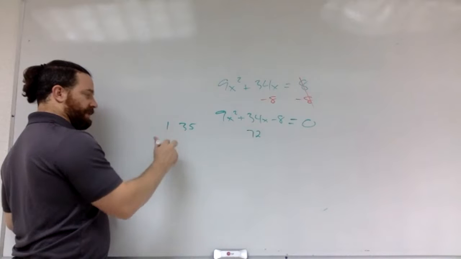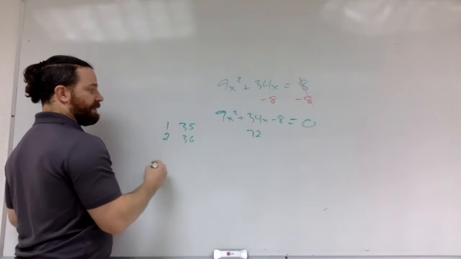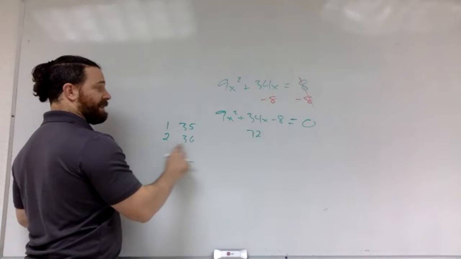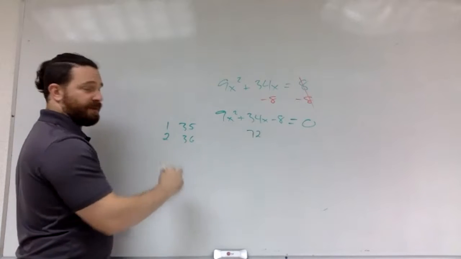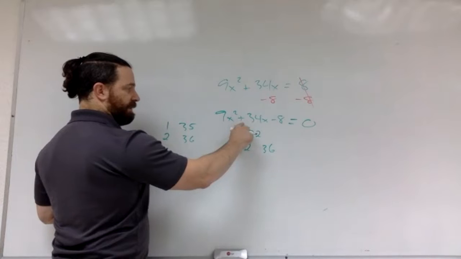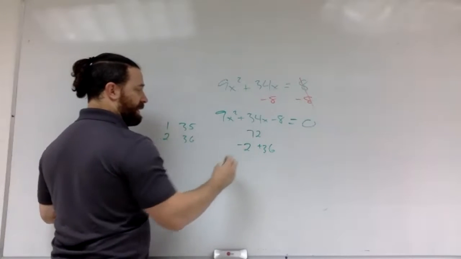So let's start increasing them. How about 2 and 36? All right, 2 times 36 definitely gives me 72. And if I subtract, I do get 34. So there's the 2 numbers I want: 2 and 36. And I need to get a positive 34, so that's a positive 36 and a negative 2.